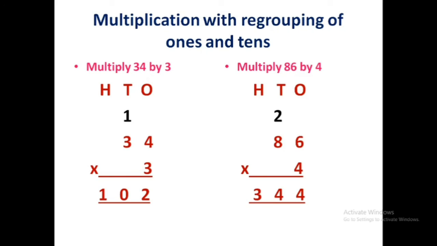8 tens into 4 or 4 into 8 tens. 4 8s are 32. 32 plus 2. 32 plus 2 is equal to 34. Then we will have to write 3 in the hundreds place and 4 in the tens place. So the final answer is 344. 86 into 4 is equal to 344.